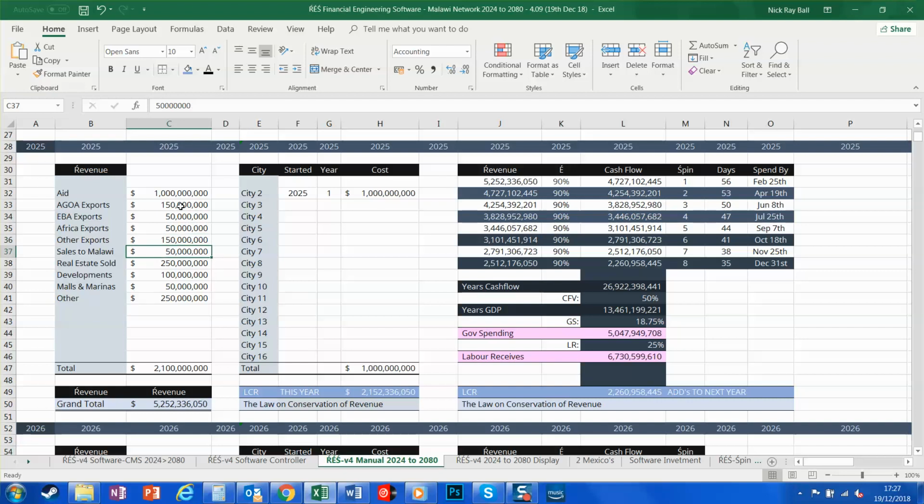Sales to Malawi. Real estate sold, that would be the first city, which would be Angel City 1, a network city. And yeah, so that's real estate sold. There are developments within that city, malls and marinas within that city, and other. That adds up to this 2.1.